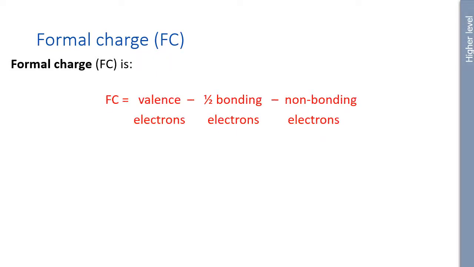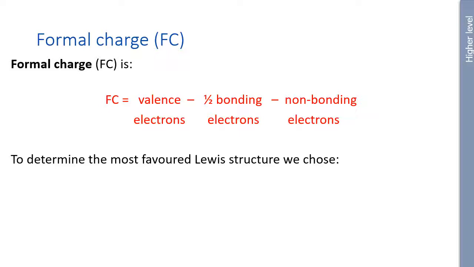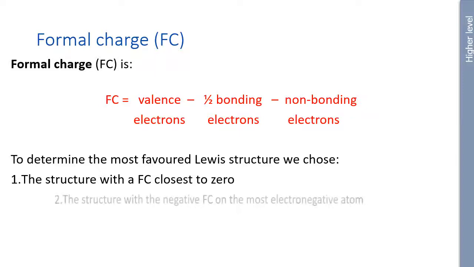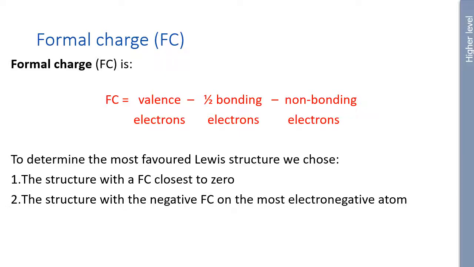The first thing we're going to look at is the concept of formal charge, or FC. So formal charge is the amount of valence electrons minus half the bonding electrons minus the non-bonding electrons. So essentially it's the formal charge of a Lewis diagram or a species. Okay, so to determine the most favoured Lewis structure, we've got two options. You choose the structure which has the formal charge closest to 0, or the structure, if it is indeed charged, with a negative formal charge on the most electronegative atom.